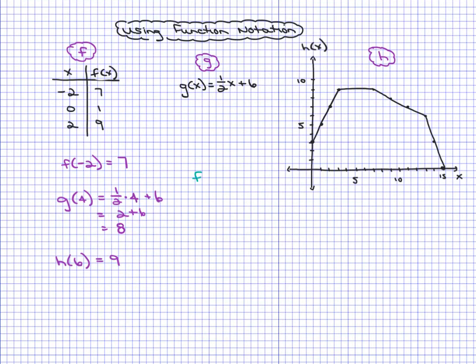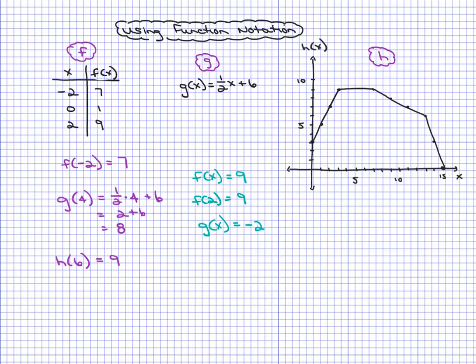So for example, what is the input to the function f that outputs 9? So f is defined again with the table. We look at the table. Here is the output of 9. We get that when the input is 2. So f of 2 is equal to 9. Let's do g. What x value do we need to input to get an output of -2?